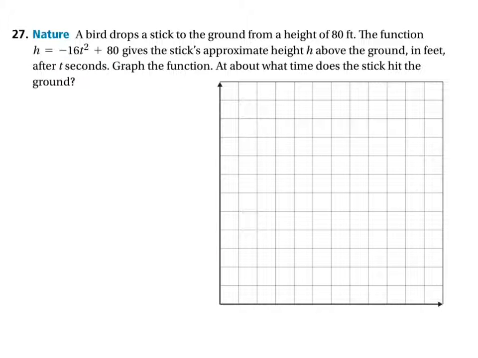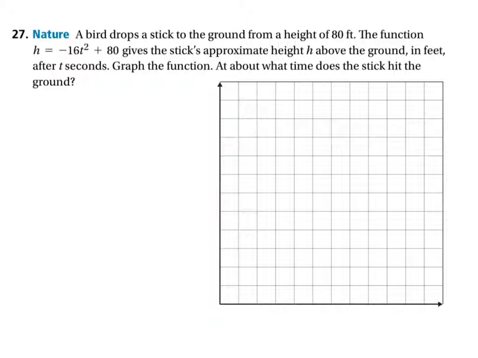Now, the function that they give us, h, the height, equals negative 16 t squared plus 80. That gives the stick's approximate height, h, above the ground in feet after t seconds. So we're going to graph the function, and then it says about what time does the stick hit the ground.